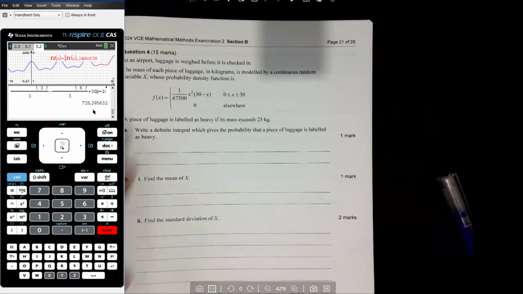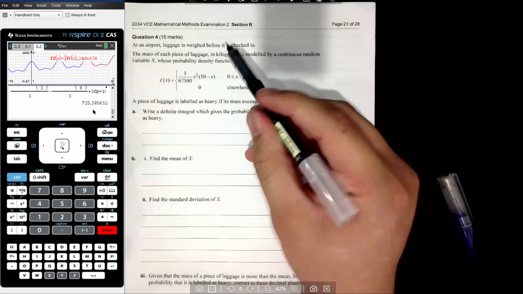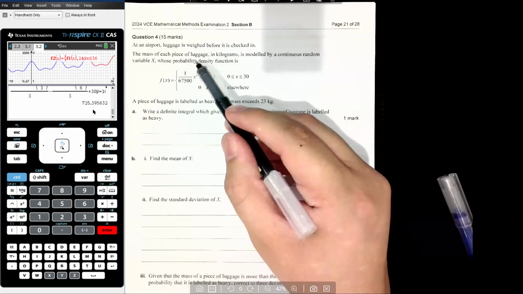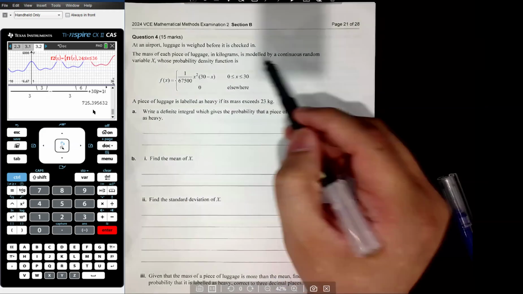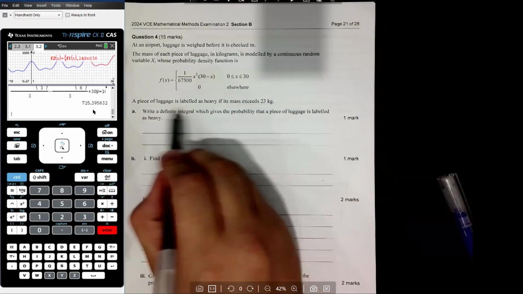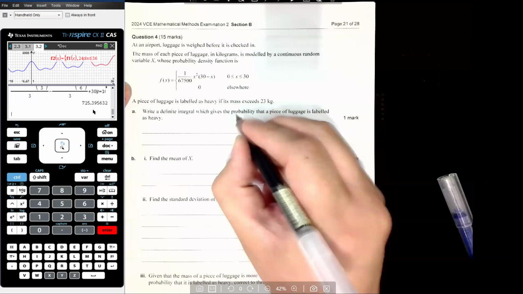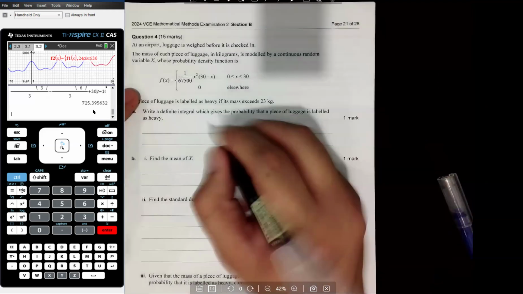Let's move on to question 4. An airport luggage is weighed before it is checked in. The mass of each piece of luggage in kilograms is modeled by a continuous random variable whose probability function is cubic. A piece of luggage is labeled heavy if its mass exceeds 23 kilograms. A definite integral, luggage labeled as heavy.